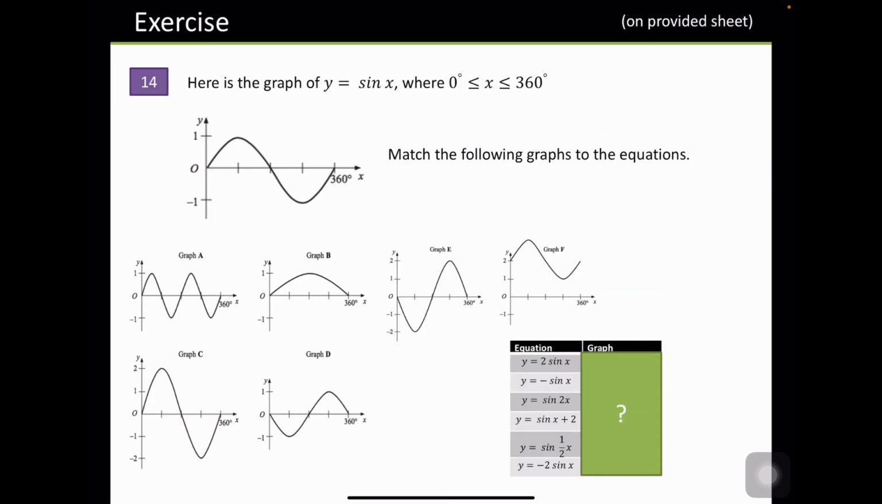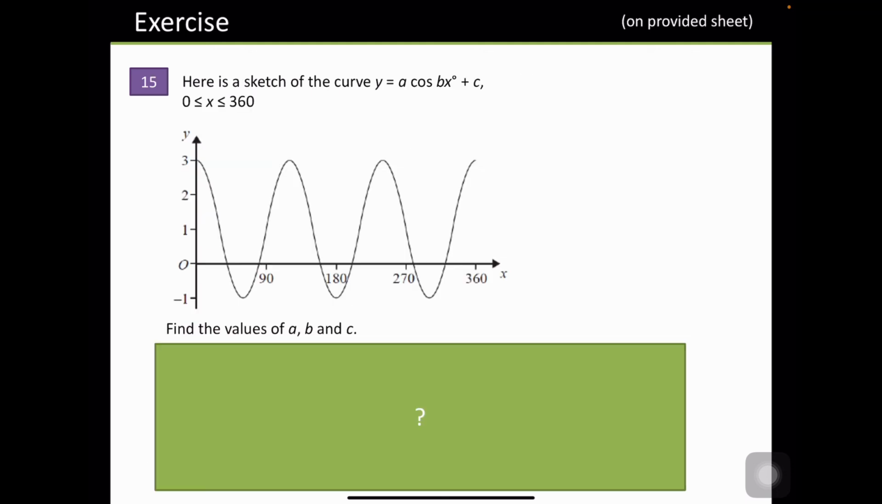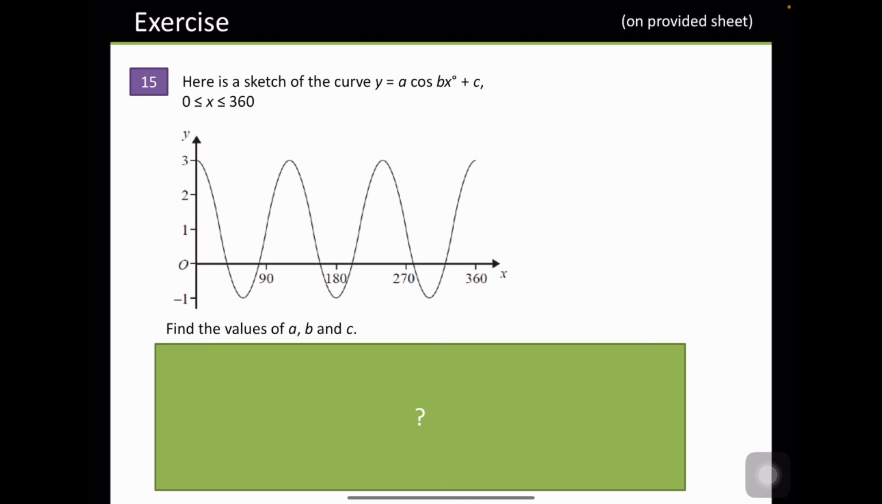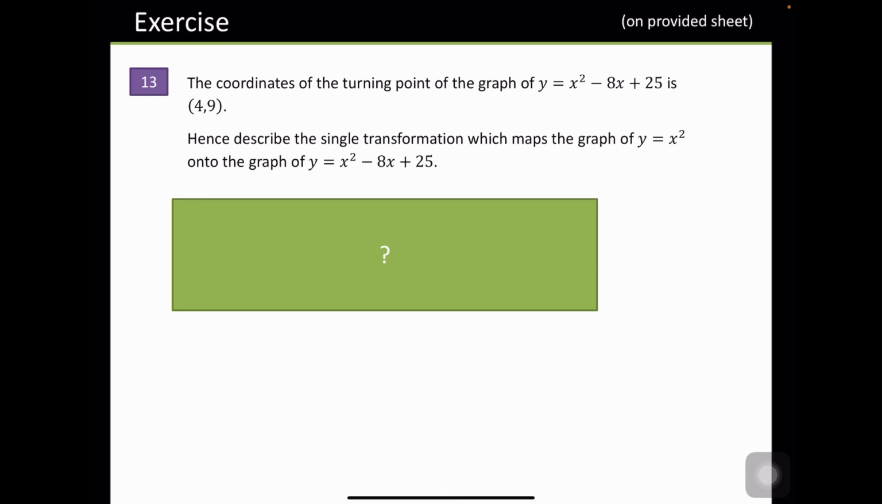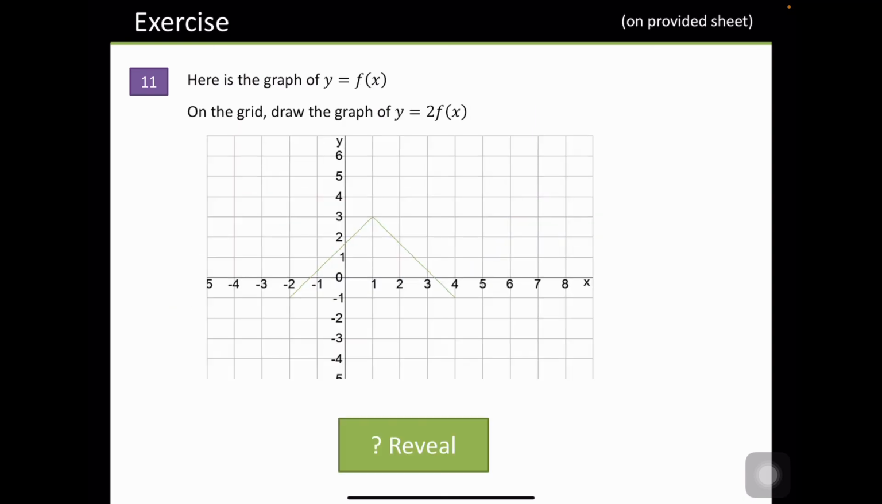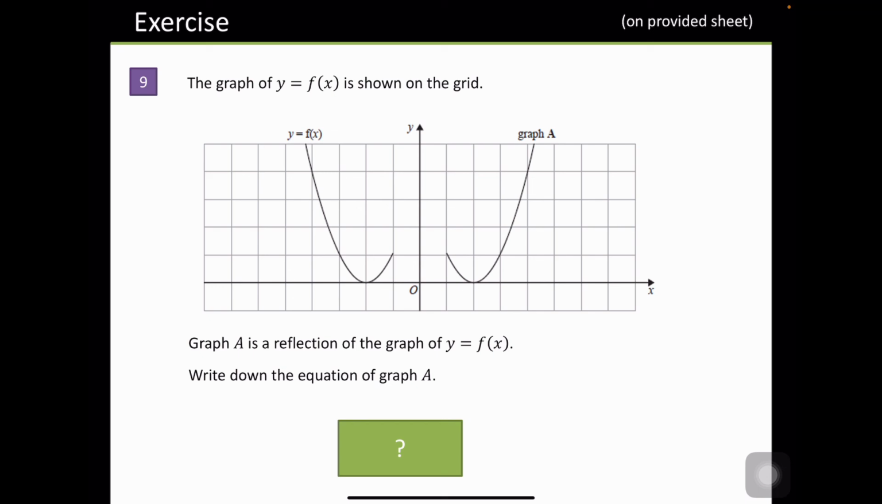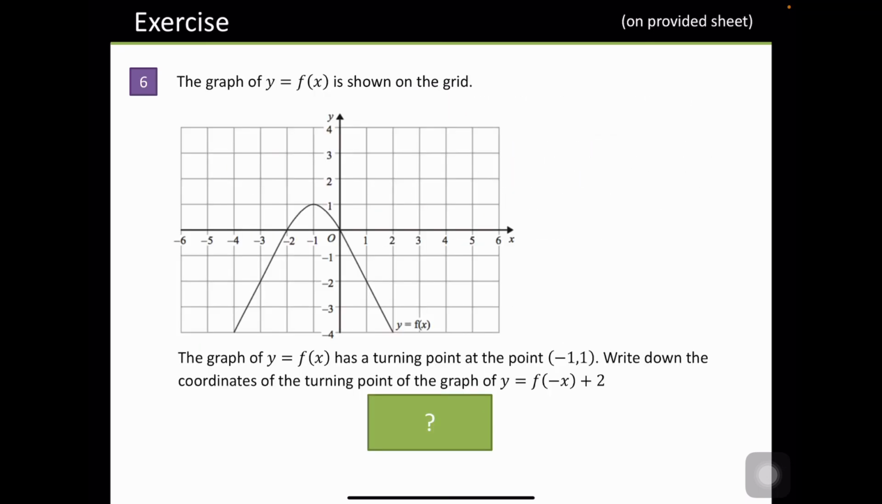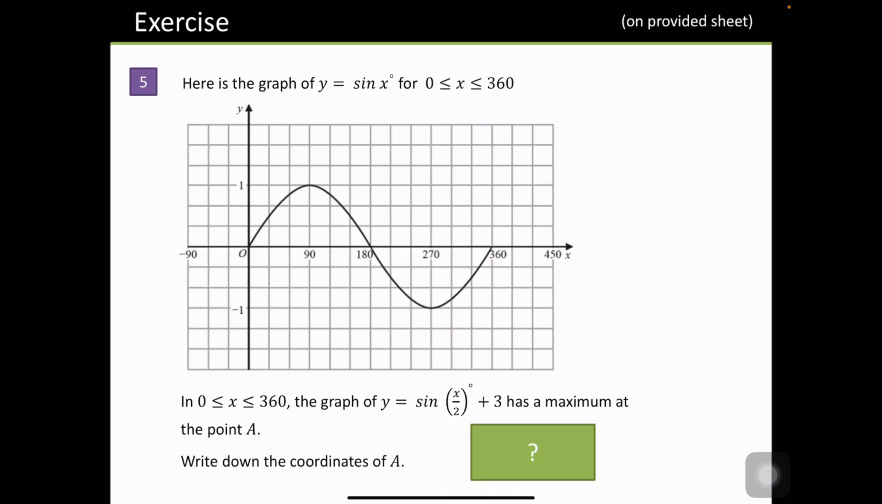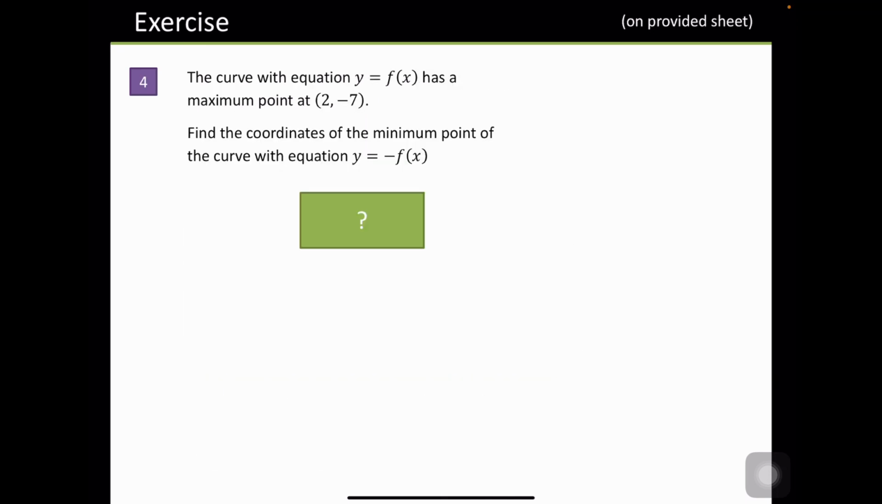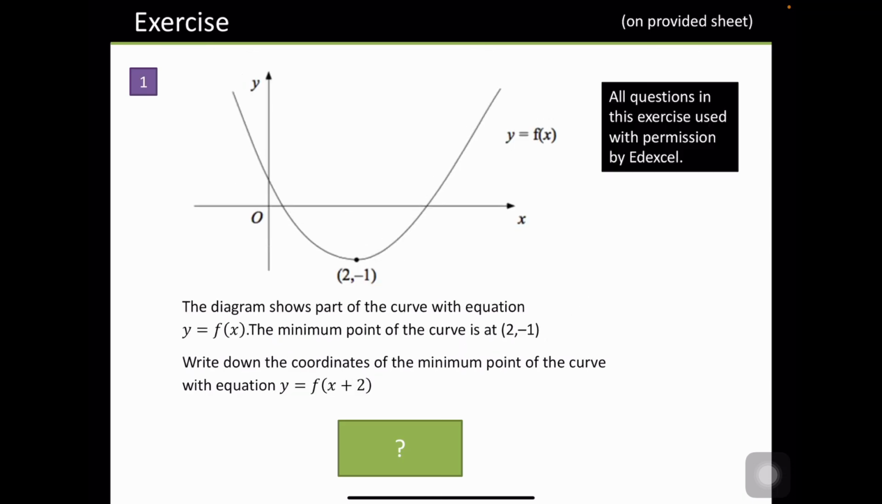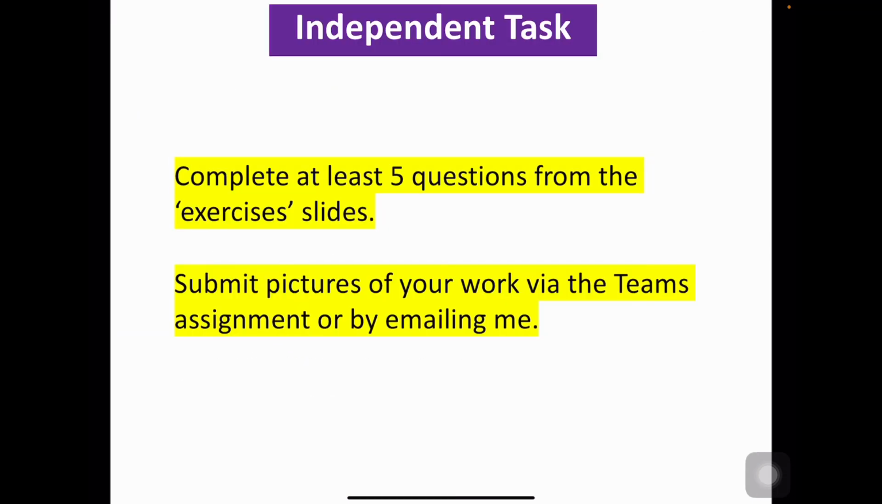So we have a nice variety of questions. They start off relatively simple, they get harder and harder. And of course, if you click on this green box on each of these slides, you will be able to see the answers, so you can mark your work as well. Please make sure you mix it up a bit. Don't just go for the first few questions. Try to do 1 or 2 of the harder questions as well, to ensure you're getting a really good practice. So yeah, please make sure you answer at least 5 of these questions. And of course, submit pictures of your work.